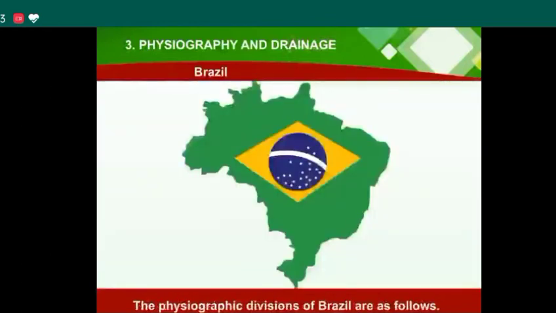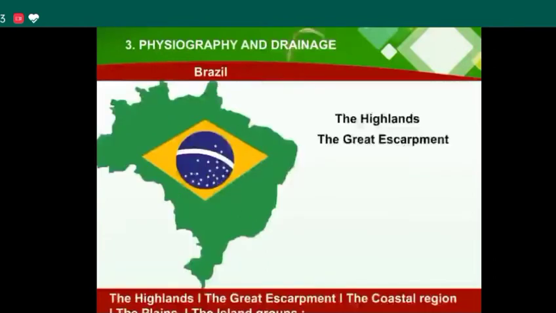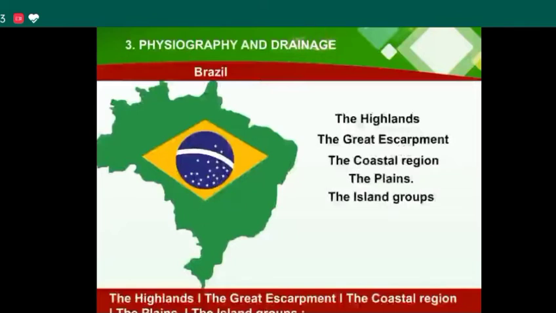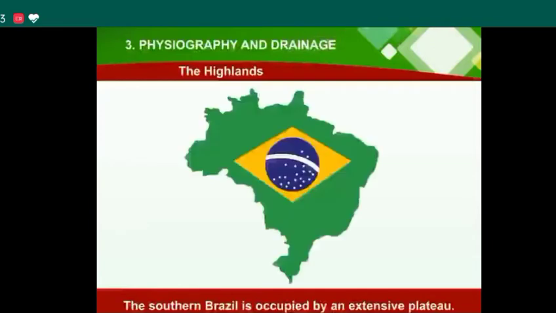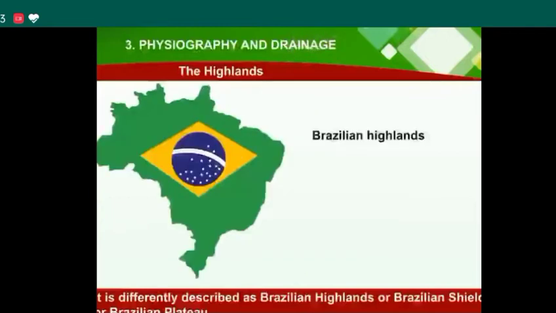The physiographic divisions of Brazil are as follows: the highlands, the escarpment, the coastal region, the plains, and the island groups. The highlands. Southern Brazil is occupied by an extensive plateau. It is differently described as the Brazilian highland, Brazilian shield, or Brazilian plateau.